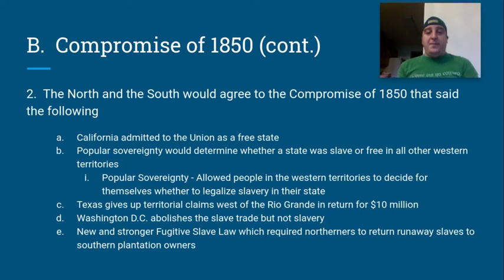So that is the Compromise of 1850, and this is going to really set up the conditions for that disagreement between keeping slavery and getting rid of it, and then eventually lead to the Civil War and the North and the South fighting over that issue. So that really sums up what I wanted to talk about today, guys.